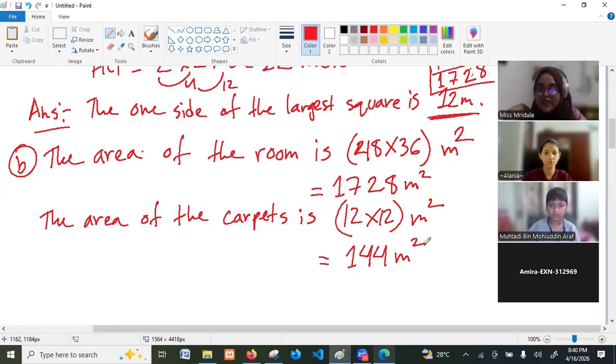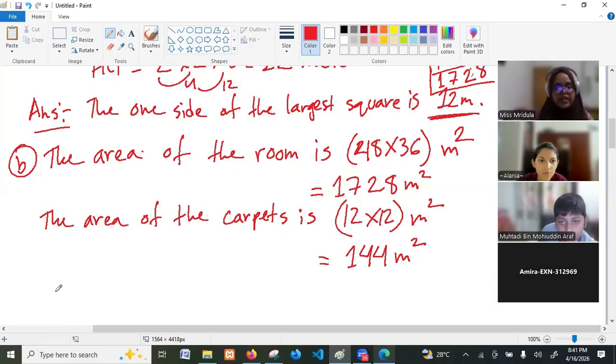So now we need to divide the areas. Okay, what is area? Area means how much space it is occupying, same as the volume, right? So if we have a very large room and we have small carpets, and we know that the whole room is occupying 1728 meters square and the carpets are occupying 144 meters square, so now we will divide the area of the room by the area of the carpets so that we can find out how many such carpets we need to cover the whole area.